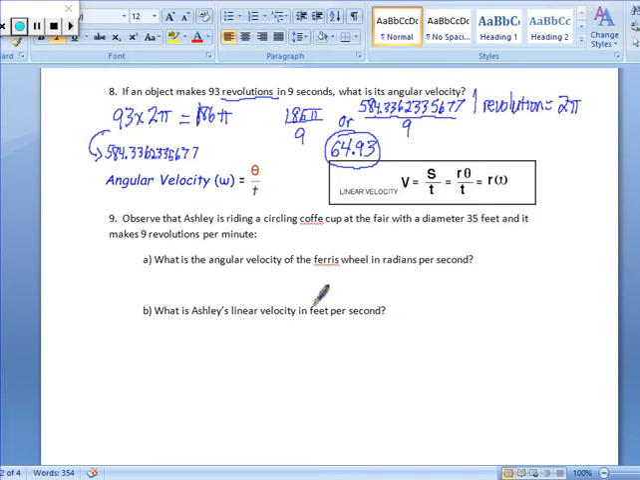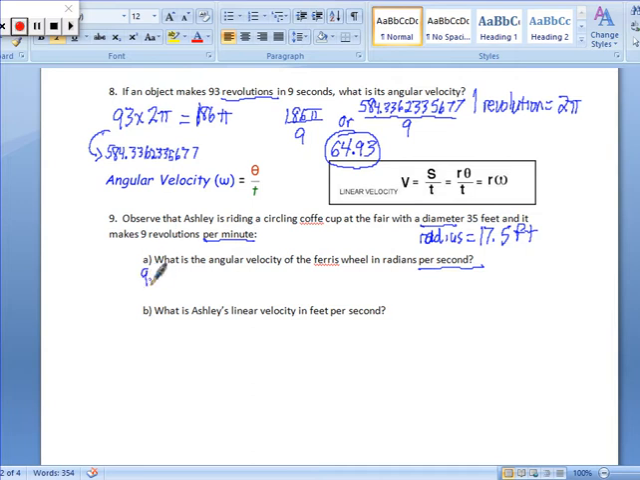Number 9, what's the angular velocity per second? And this one says per minute. So first and foremost, and I'll probably have this on the exam, the diameter is 2 times the radius. So the radius here is equal to 17.5 feet. You need to remember that. So when we talk about angular velocity per second, it's nine revolutions per minute.